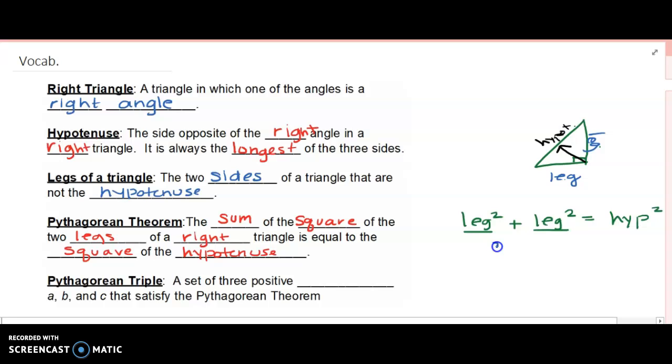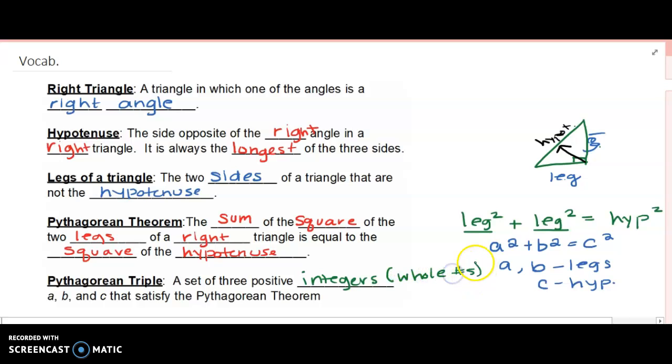And most people know this as a squared plus b squared equals c squared, where a and b are the legs of the triangle, and c is the hypotenuse of the triangle. All right, a Pythagorean triple, guys, is a set of three positive integers. And when I say integers, I mean whole numbers. A, B, and C satisfy the Pythagorean theorem, okay?